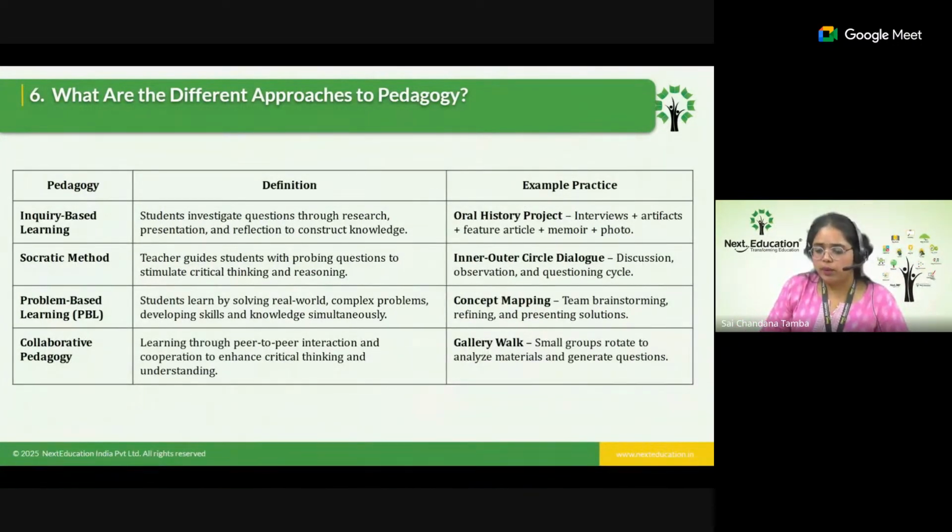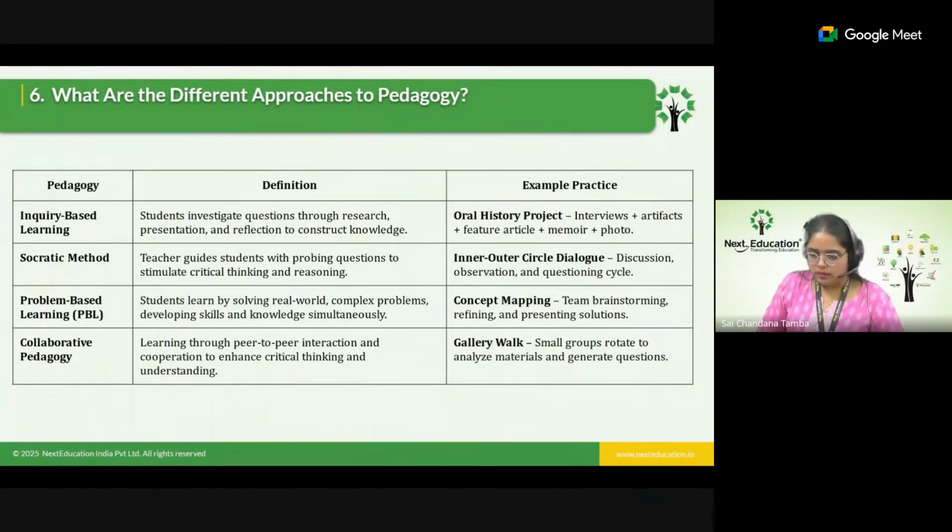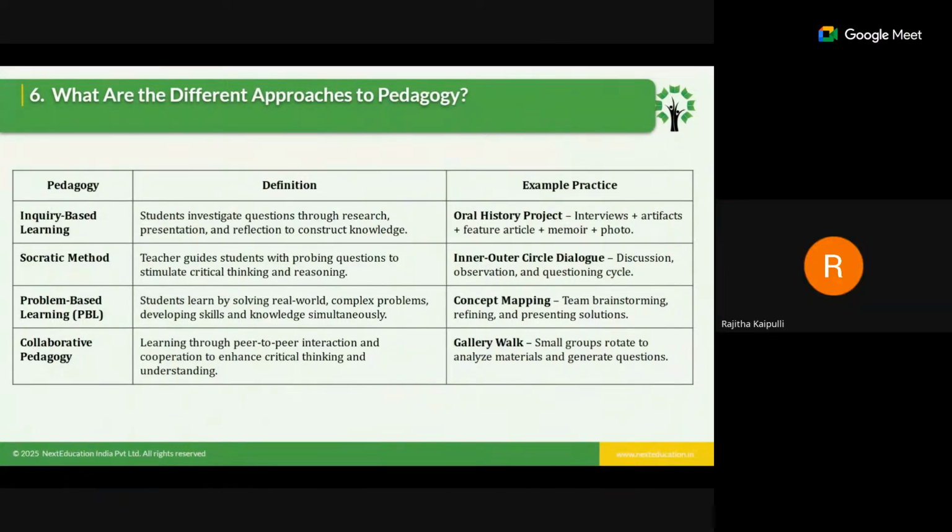Moving forward, inquiry based learning. I think this term is quite popular. Can anyone tell me what inquiry based learning is? It's already given here anyway. Yeah, investigation. Okay, any more inputs? Yes. Students ask questions related to the topic and they want to clear their doubts about the topic.